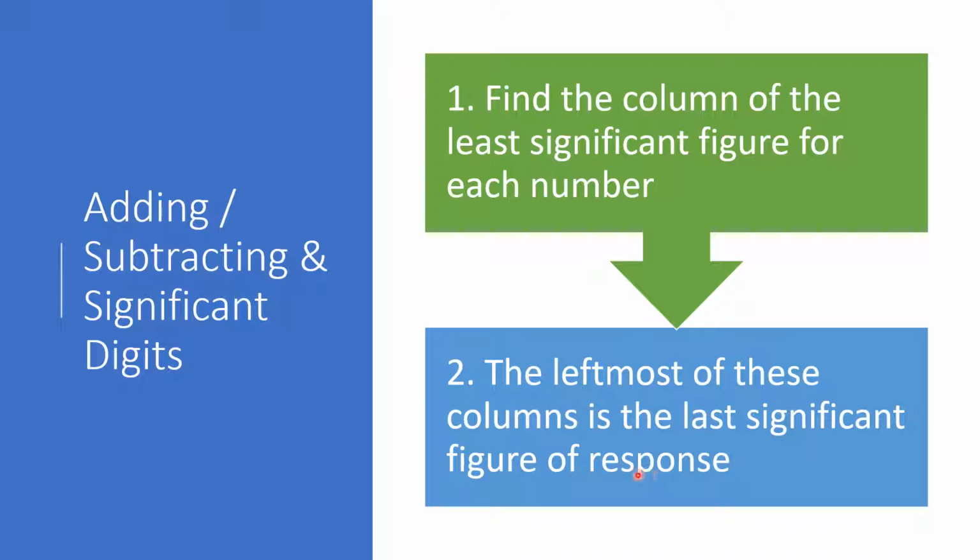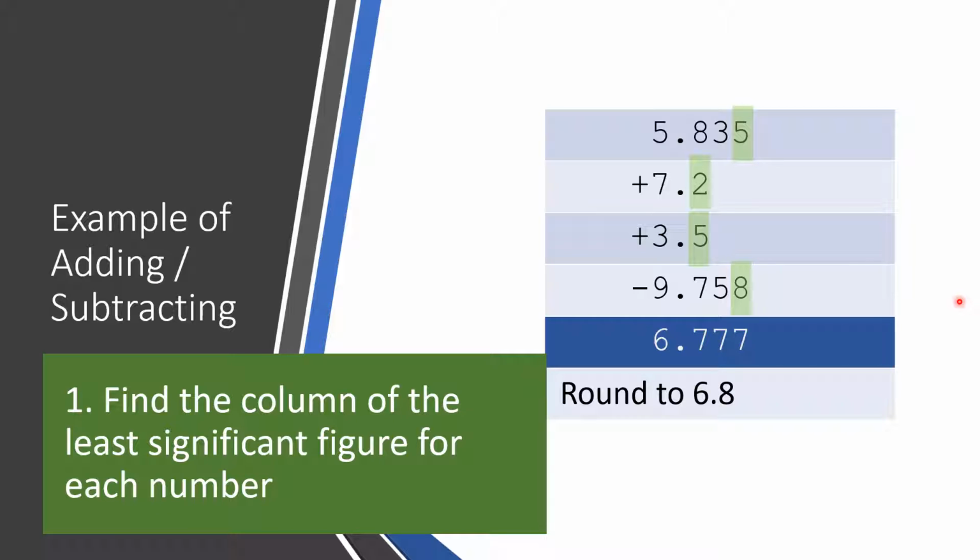I'm going to show you what that all means with an example, because it's difficult to follow in the abstract. All right, so here's the case. We're going to add these four numbers. Each one has a different number of significant figures, and moreover, the last digit varies. This one is in the 1/1000th column, this is in the 1/10th column, 1/10th column, and 1/1000th column. So again, the first step is to find the column with the least significant figure for each number, which just means going to the far right and identifying that.